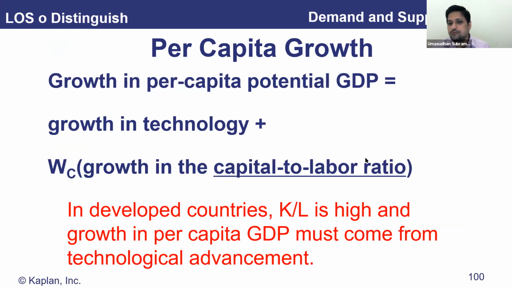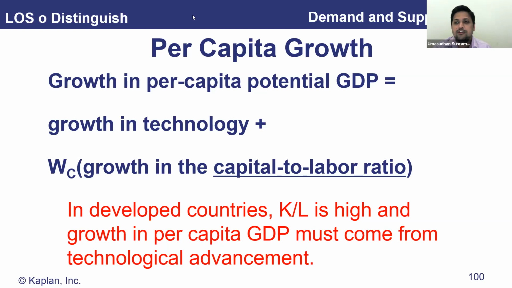Okay, per capita growth. What is per capita? How do you calculate per capita, guys? If I'm giving you GDP, how do you calculate per capita GDP? Okay, you take the total GDP of the country divided by the mid-year population, and that is going to give you GDP per capita. Right? So that's GDP per capita.